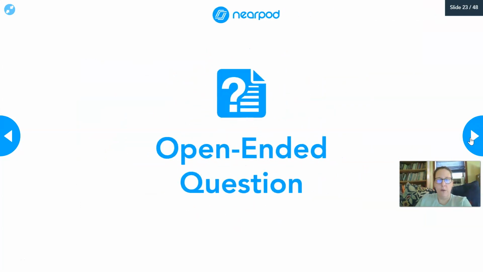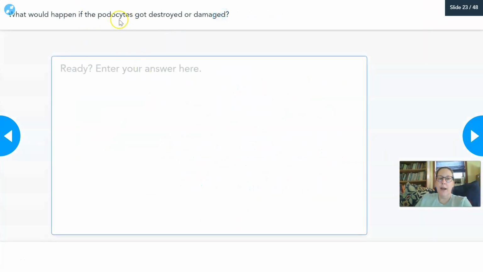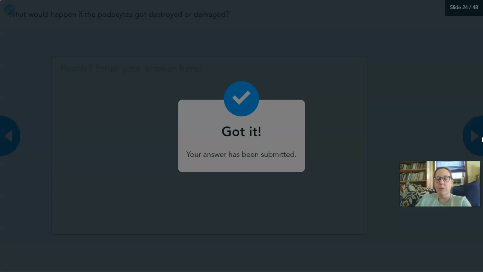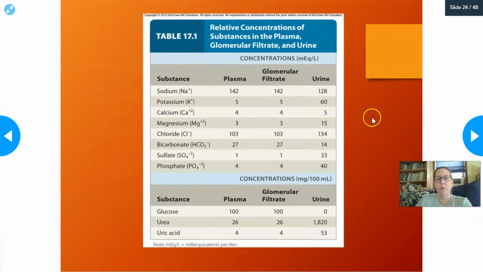So then, knowing that, what do you think would happen if those podocytes got destroyed or damaged? That's an interesting question, because that's what happens in, for example, renal failure due to diabetes, especially type 2 diabetes. There's damage to these podocytes, and it causes certain symptoms and certain things to happen. So see if you can noodle that and think that through.